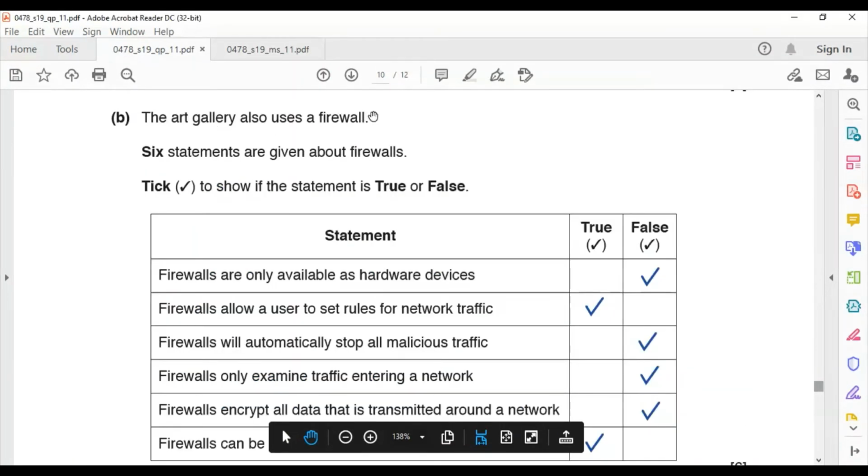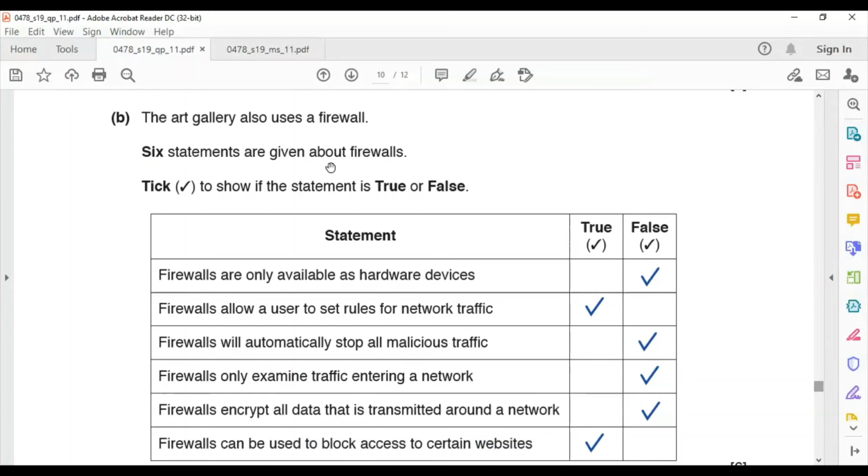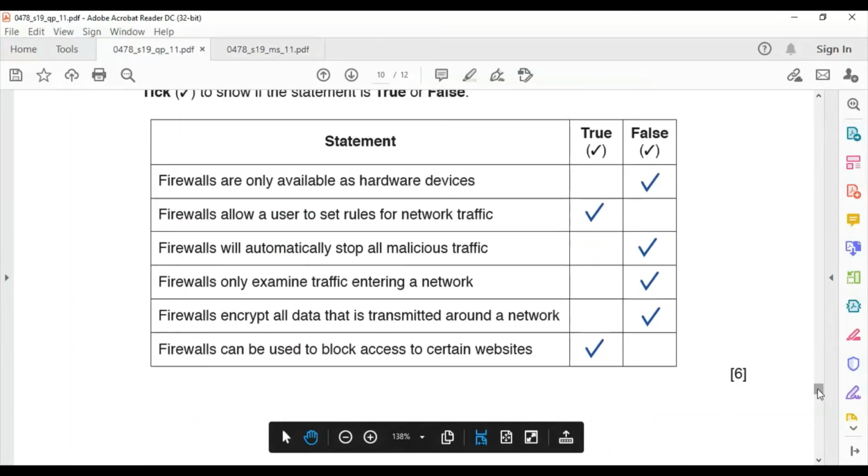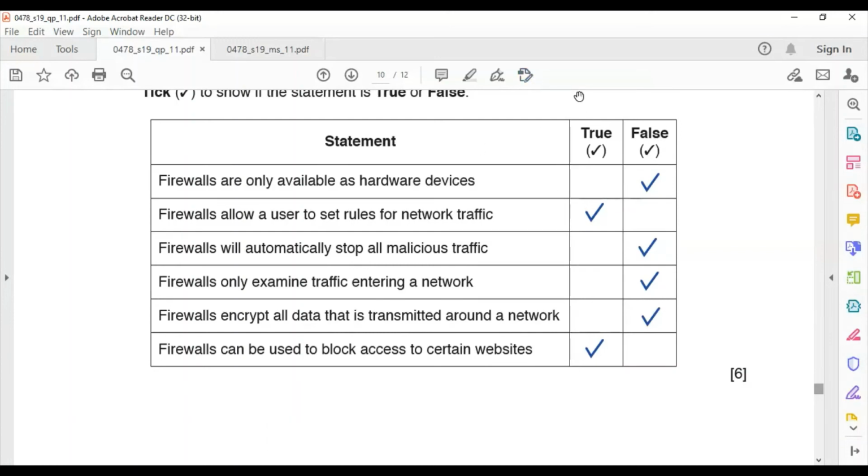The gallery also uses a firewall. 6 statements are given about firewalls. Tick to show if the statement is true or false. So first, firewalls are only available as hardware devices. That is false because they are available as hardware and software devices. Firewalls allow a user to set rules for network traffic. Yes, that is true.